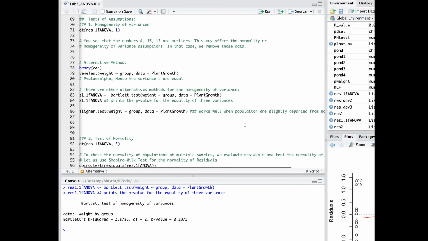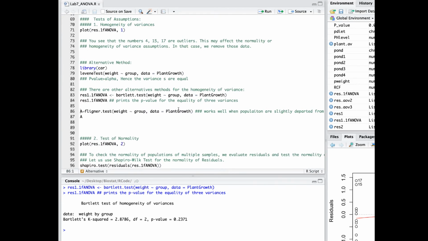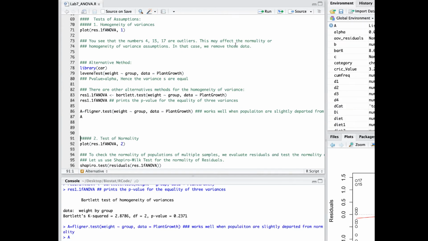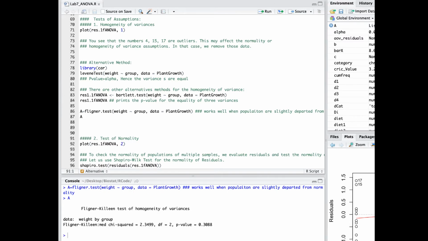It is mostly useful when the population is slightly non-normal, okay? If I do this Fligner test, let me clear the console again. If I do the Fligner test, I get a p-value of 0.3088, which is also greater than alpha.